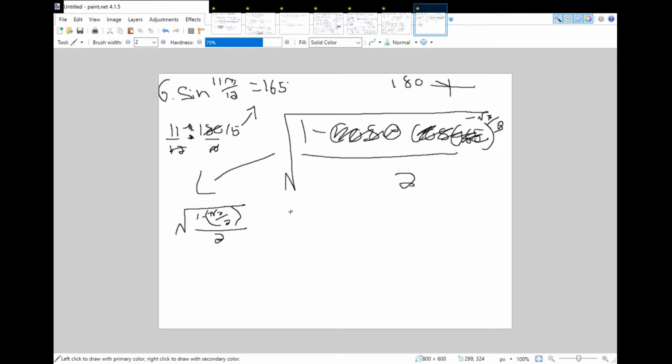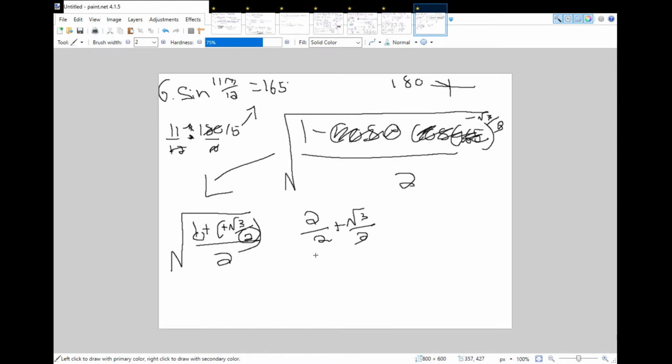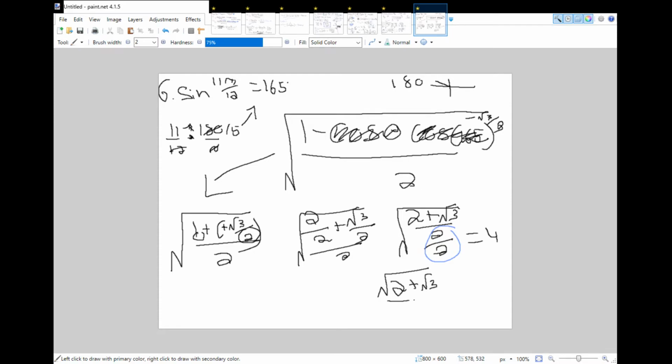Let me rewrite that. It'll be 1 minus a negative root 3 over 2, over 2. Now the minus and negative becomes a plus and positive. I always write this to keep myself in check. Then we need to make a common denominator, so we do 2 over 2 plus root 3 over 2, all over 2. So this will simplify to 2 plus root 3 over 2, over 2. It's all in the radical still. Now remember from last time, this simplifies to 4. Then you simplify, so root 2 plus root 3 all over 2.